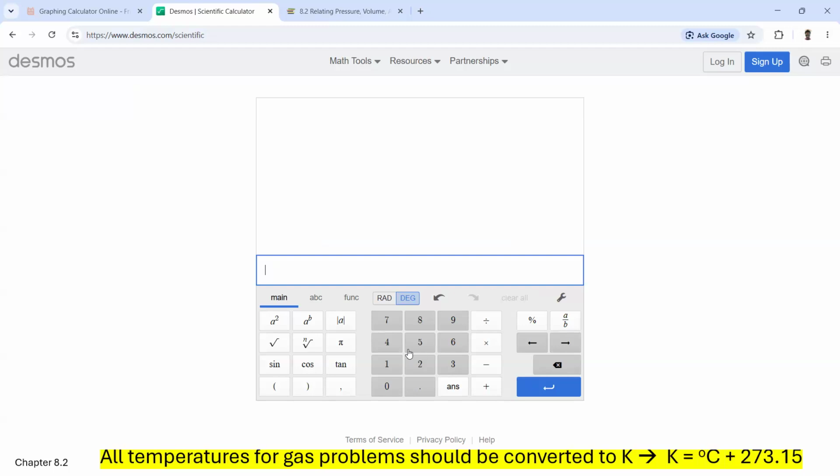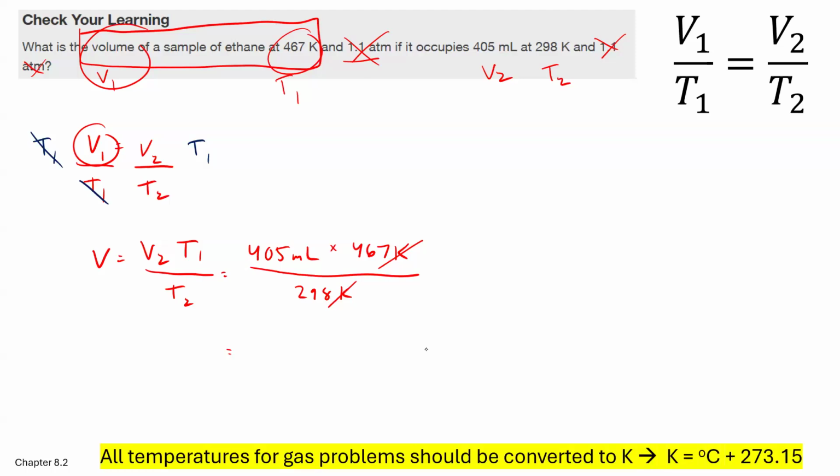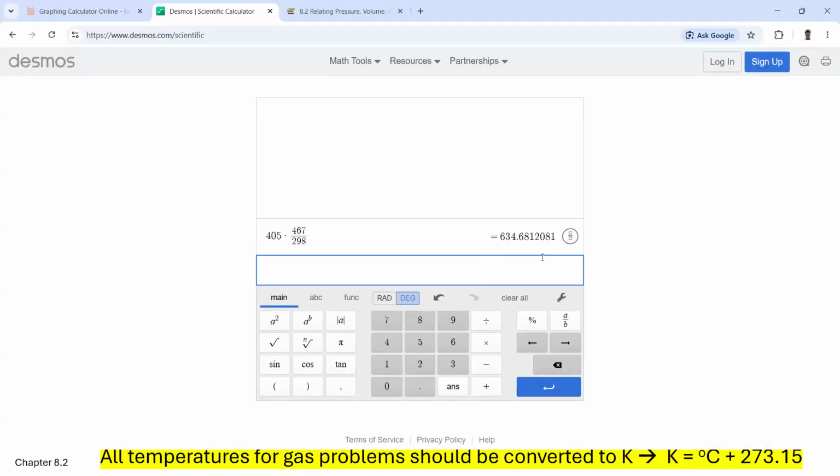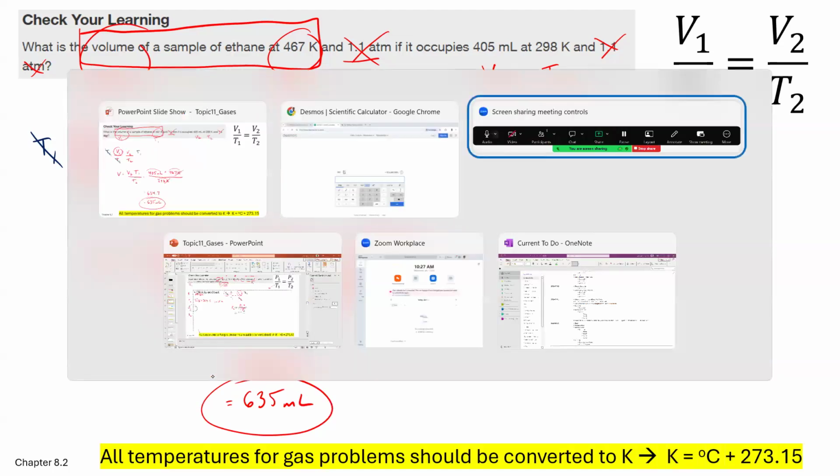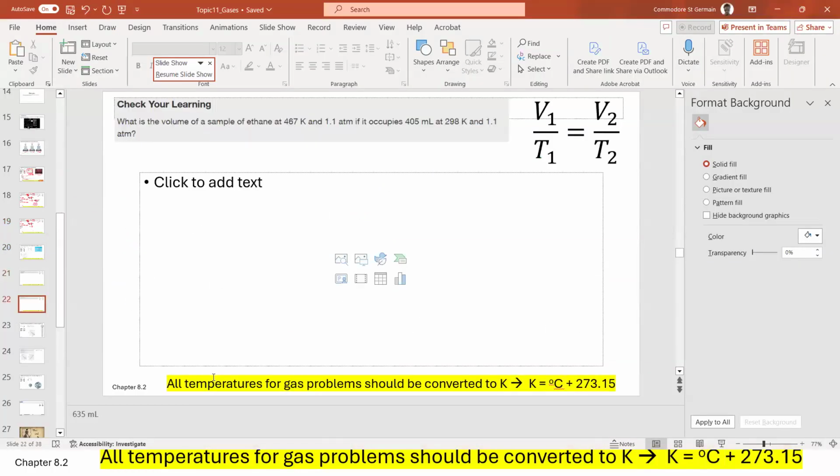Let's see here. Let's clear this. And it becomes 405 times 467 divided by 298. And I got 634.7. We have 3 sig figs, 3 sig figs, 3 sig figs, so we're going to do 635 milliliters. All right. Cool. So 635 milliliters.